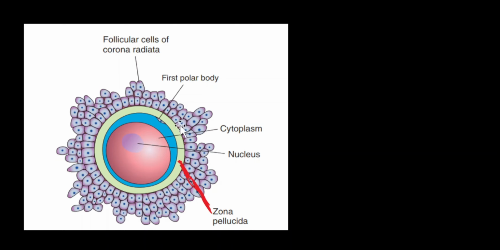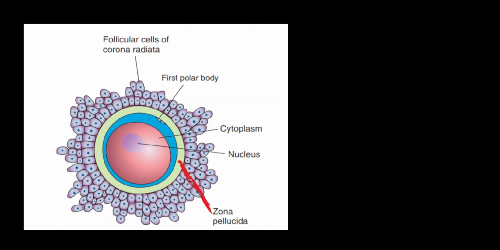We can see the first polar body here, which doesn't have ovum-forming capacity and so would eventually degenerate. Then we have the zona pellucida, the follicular cells of the corona radiata, and surrounding the corona radiata would be the cumulus oophorus.